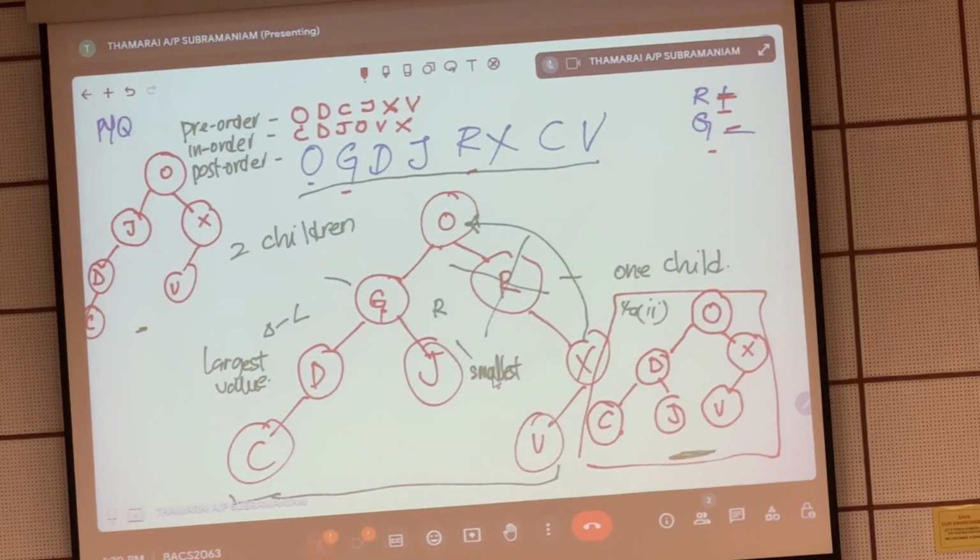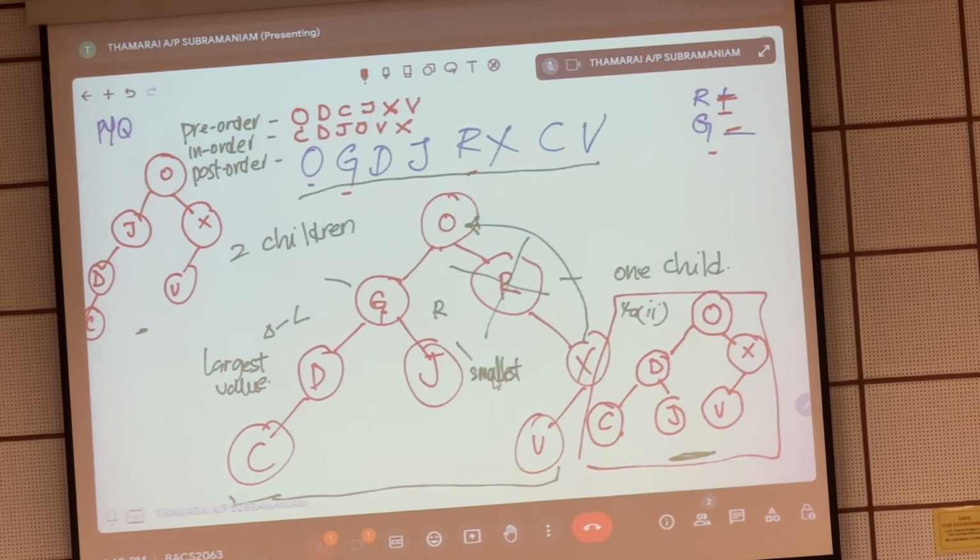Now post-order. Can you guys tell me the post-order for this diagram? This binary tree, sorry. C, A, D, V, X, and O.